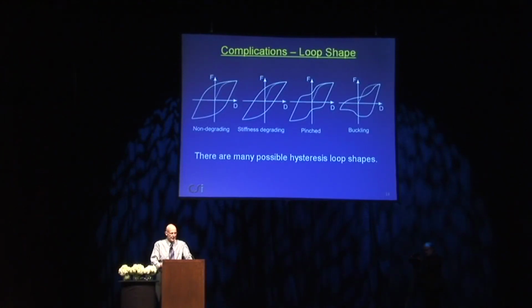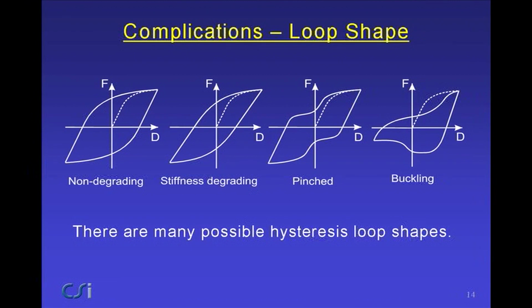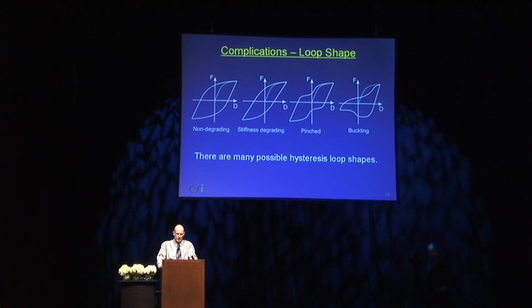A further complication is the shape of the hysteresis loop. I show here a non-degrading loop, the stiffness degrading loop I've already mentioned. Loops can also be pinched. And then if you have a buckling type behavior, you get a rather special loop, which is illustrated by the fourth of these diagrams. And these are not the only possibilities. There are several other possibilities also.